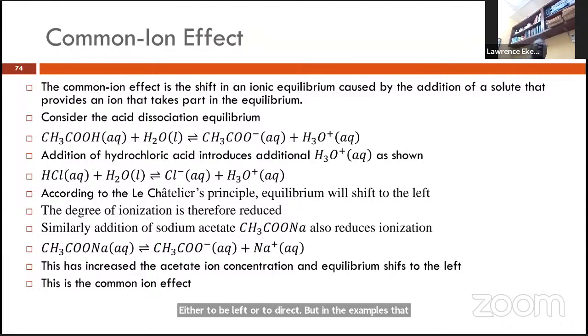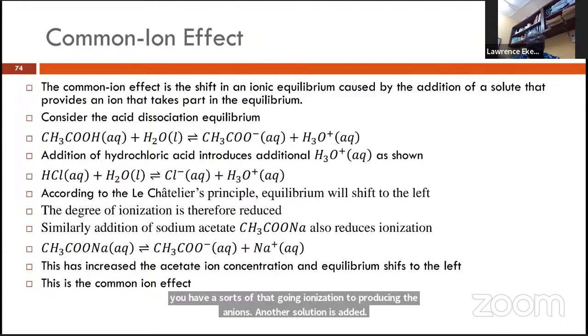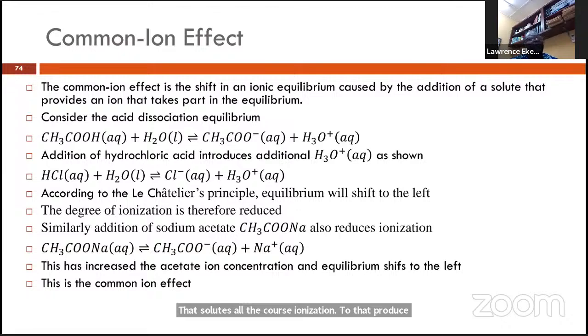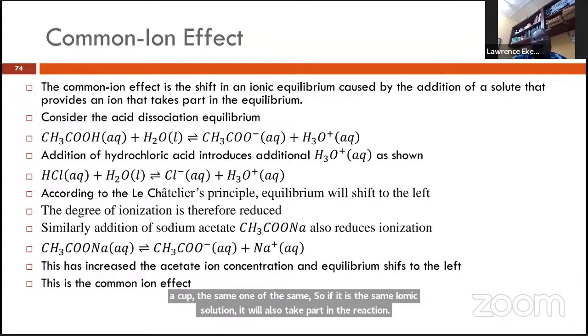So when you have a salt undergoing hydrolysis to give you ions, and you now have another solute being added that is producing the same ions, either positive or negative, that means the ion being produced that is the same will take part in the reaction. And if it takes part in the reaction, it will shift the equilibrium. That is what we mean by common ion effect. You have a salt undergoing ionization to produce the anions. Another solute is added. That solute undergoes ionization to now produce one of the same ions in solution. So if it is the same ion in solution, it will also take part in the reaction. Because it's the same, we say it's a common ion effect.